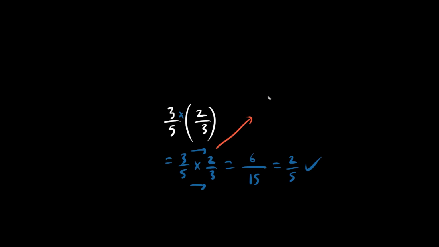Another way to do this problem, when we have 3 over 5 times 2 over 3, is to divide diagonally. We divide these by 3, so we end up with 1 and a 1. 1 times 2 is 2, and 5 times 1 is 5. So we get the reduced answer right away.